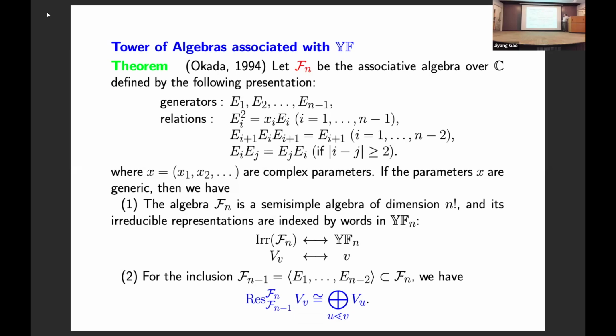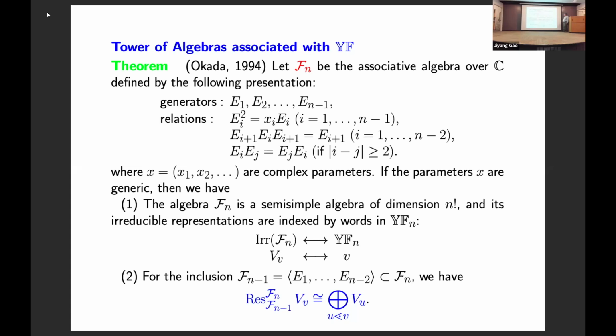So each E_i is idempotent, almost idempotent, up to some scalar. This scalar is a parameter, xi. And also the relation between the adjacent generators: E_{i+1} E_i E_{i+1} is equal to E_{i+1}. In my original paper, I considered another parameter here, but for simplicity, we assume this is 1. Also, if i and j are far apart, then E_i and E_j commute.